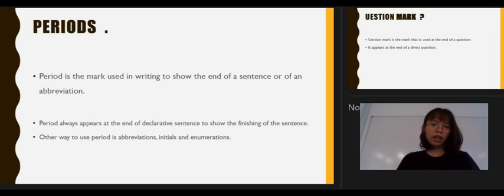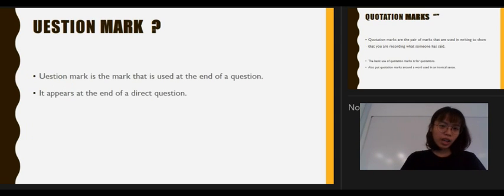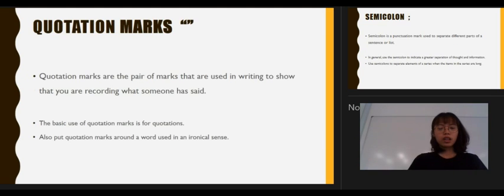The period is a mark used in writing to show the end of a sentence or an abbreviation. The period always appears at the end of a declarative sentence to show the finishing. Other ways to use it are abbreviations, initials, and enumeration. The question mark is the mark used at the end of a question. It always appears at the end of a direct question.